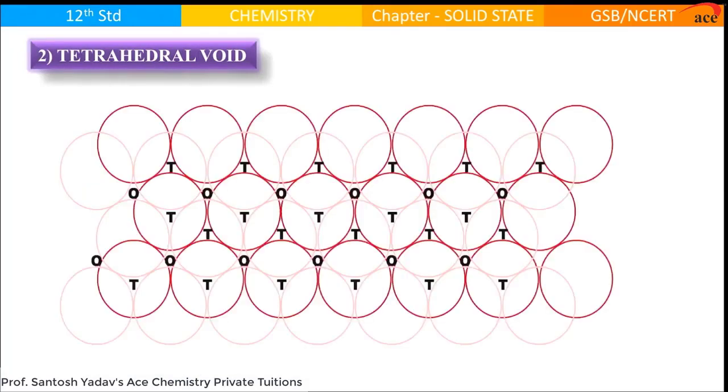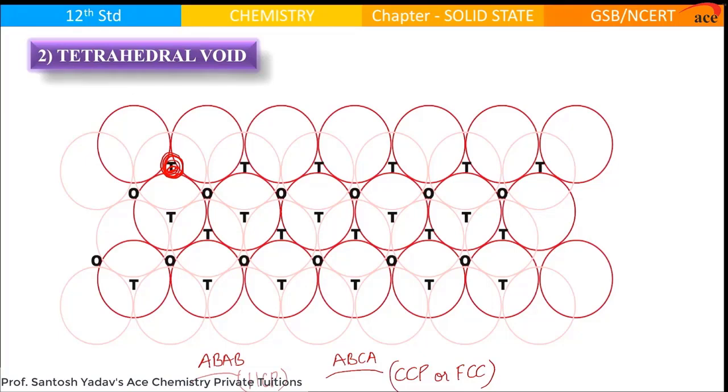Tetrahedral void. Now, this type of packing was present in ABAB packing and also in ABCA packing. That means this void, tetrahedral void, is present in both types of packing, ABAB and ABCA. ABAB, if you remember, was responsible for HCP and ABCA was responsible for CCP or FCC. That means the voids present in ABAB and ABCA are of the same type. They are tetrahedral void and octahedral void.